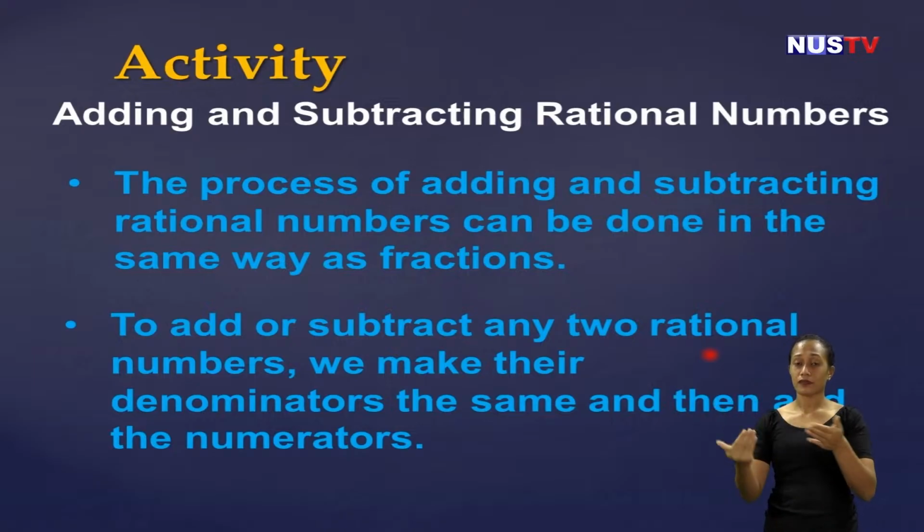To add or subtract any two rational numbers, we make their denominators the same, and then add the numerators.